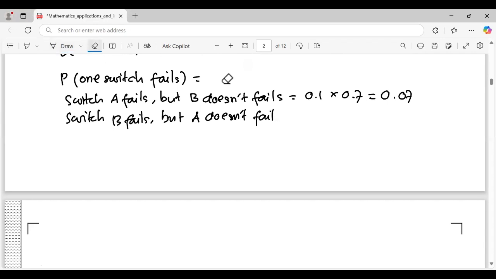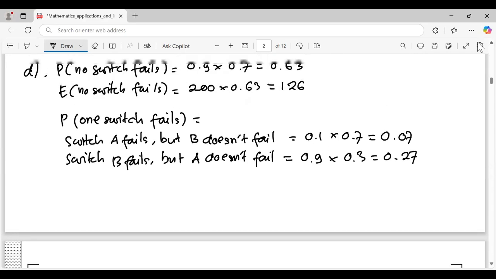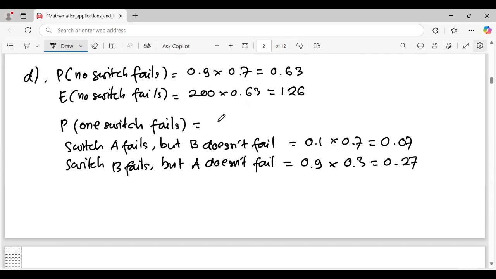Okay, but A doesn't fail. It's without S. Sorry. It is 0.9. You may evaluate with the diagram, times 0.3, 0.27. So it means the probability one switch fails is 0.1, 0.1 times 0.3. It is 0.03.